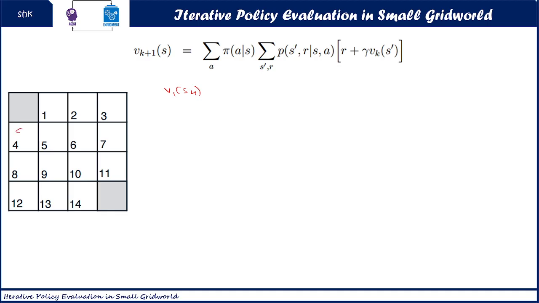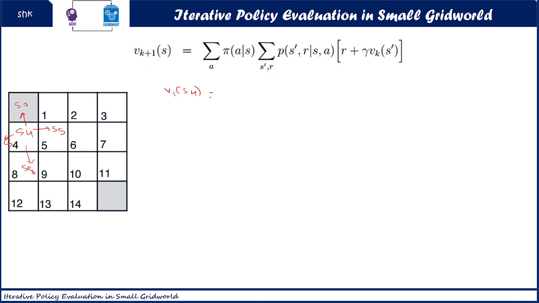Now we are in the S4 state. When we are in the S4 state, if we take the action towards the left side, we don't have any state on the left hand side, so we fall into the same state, that is S4. For the right hand side, the transition is to the S5 state. For the upward side, the transition is S0. For the downside, the transition is to the S6 state.